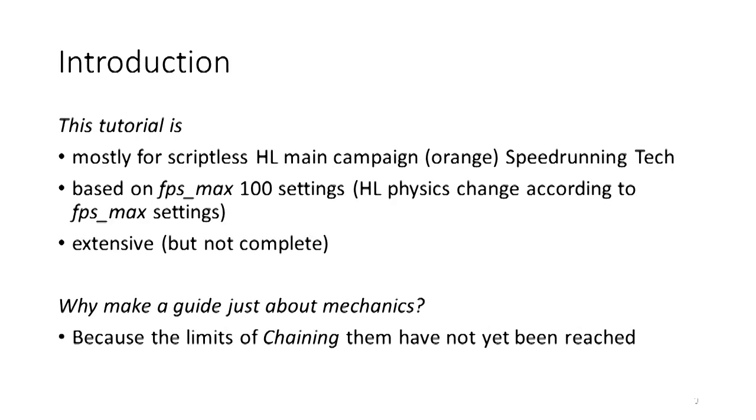This tutorial is mostly about reflecting the Speedtech used in the Half-Life main campaign. The Half-Life main campaign is also called Half-Life Orange, compared to green, which is Opposing Force, or blue, which is Blue Shift. It is based on FPS max 100 settings compared to, for example, Blue Shift having uncapped, that means unlimited FPS settings. This is important because Half-Life physics and, for example, non-player character behavior change with FPS max settings.